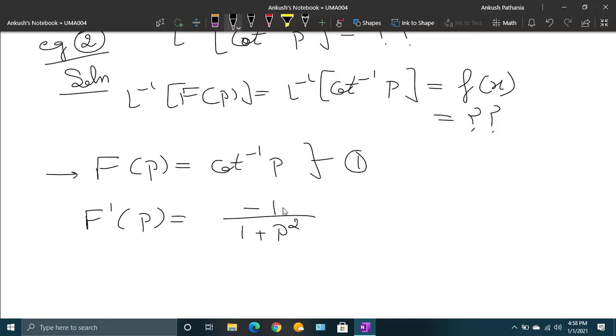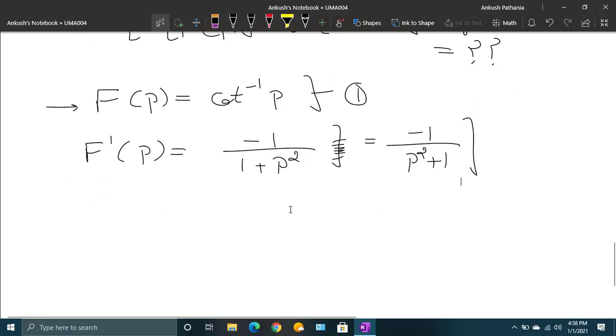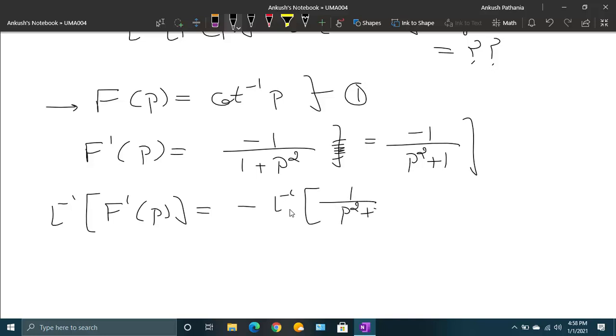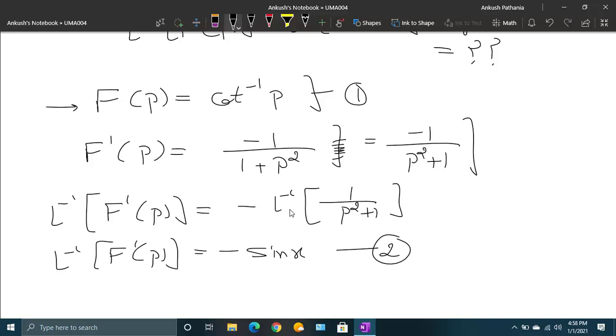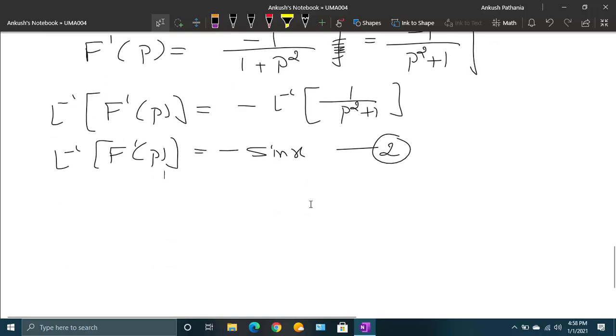And now you can see this formula, 1 upon 1 plus p square, or simply 1 upon p square plus 1, correlates with the Laplace of sin x. So now I take the Laplace inverse of this F'(p), and this comes out to be minus the Laplace inverse of 1 upon p square plus 1, and that is minus sin x. So this is equation number 2, the Laplace inverse of F'(p) that I got from the given F(p) by differentiating it and then taking the Laplace inverse.